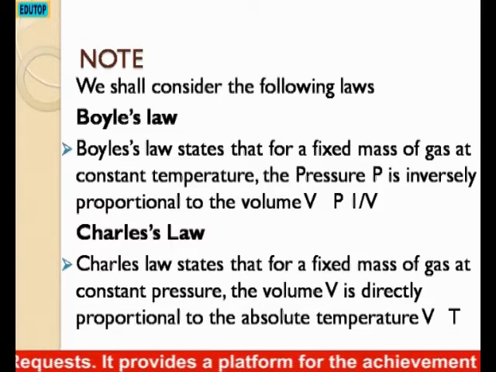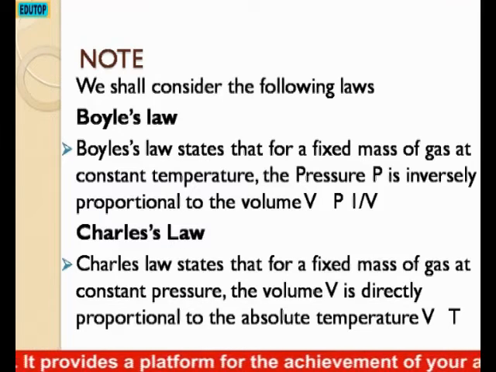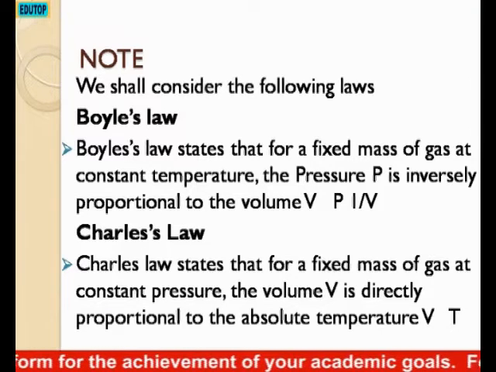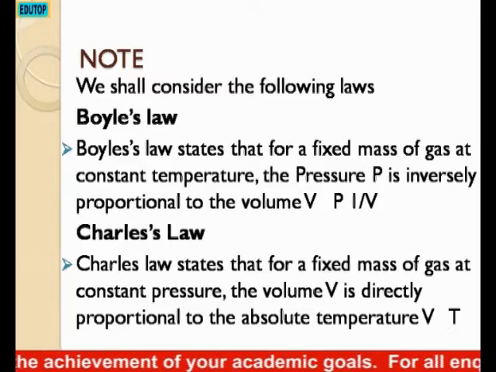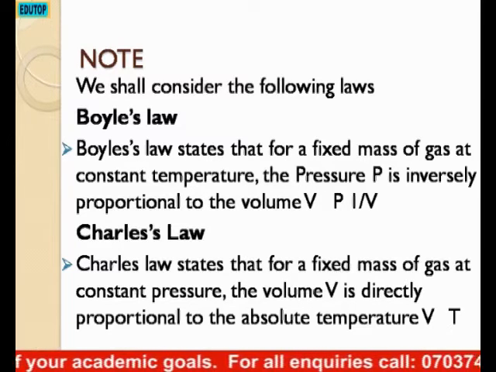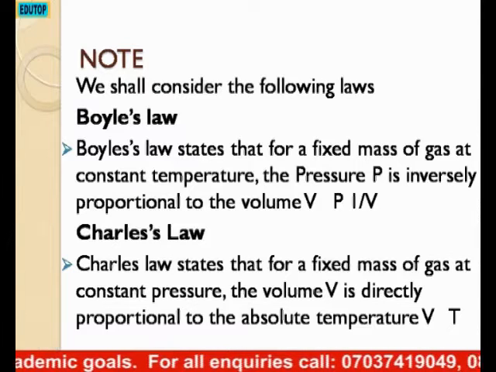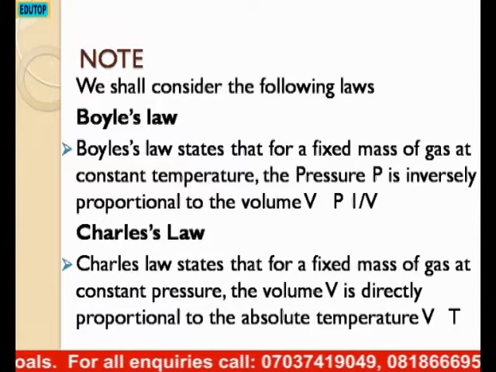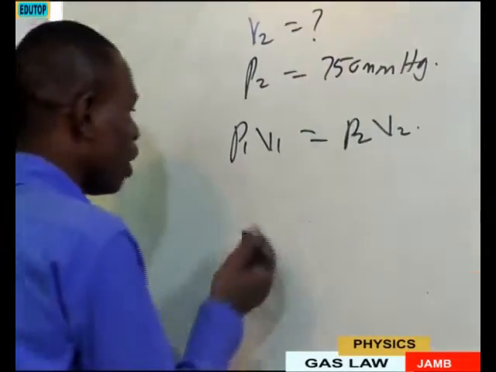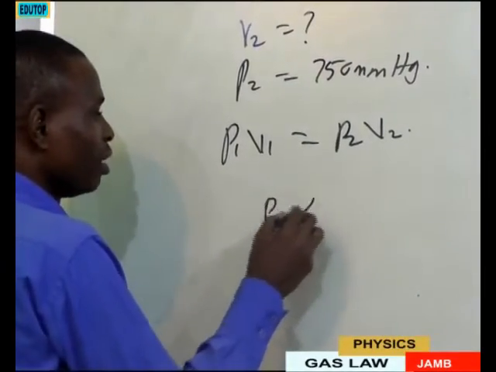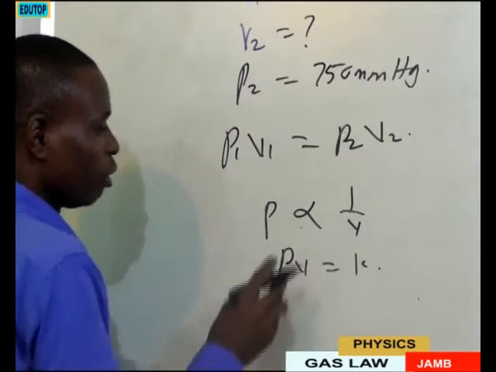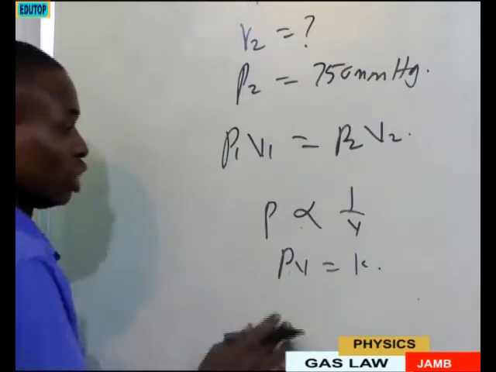Boyle's law states that for a fixed mass of gas at constant temperature, the pressure P is inversely proportional to the volume. That's why we have P1V1 equal to P2V2. By the time we have P inversely proportional to the volume, we are going to have PV constant. Okay? So that's how we get this relation.